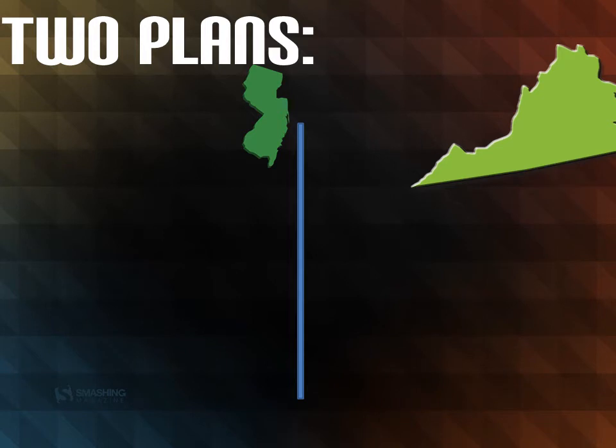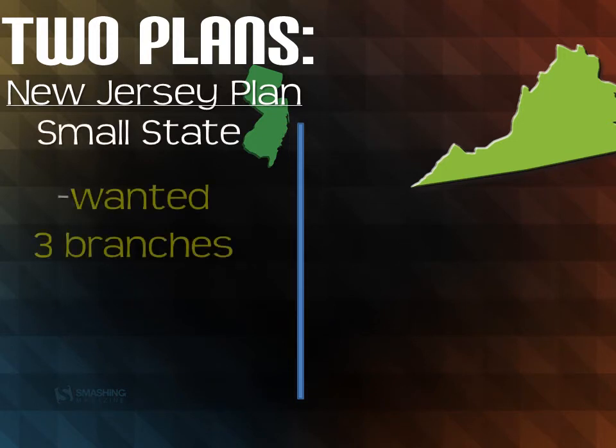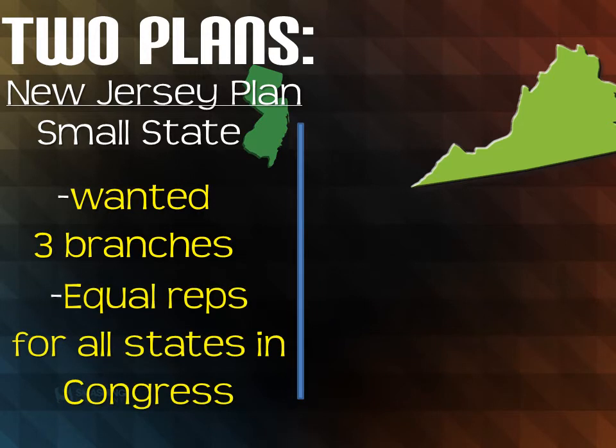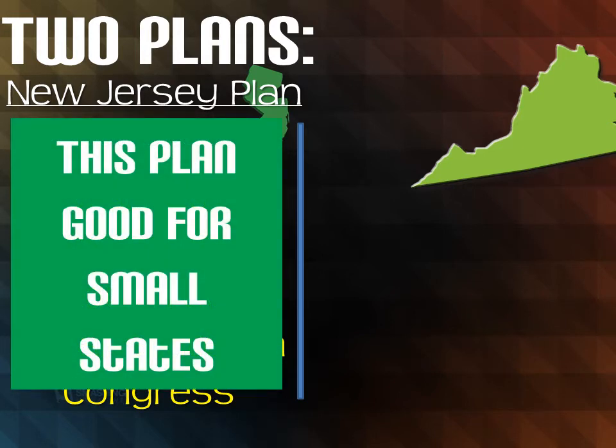So two plans were proposed. You have the New Jersey plan. New Jersey is a pretty small state. They proposed creating 3 branches of government, and they believed that representation should be equal in all the states no matter what size it is. Obviously, this plan is good for small states because it treats every state the same, no matter if you're a big state with lots of people or a small state with not very many people.